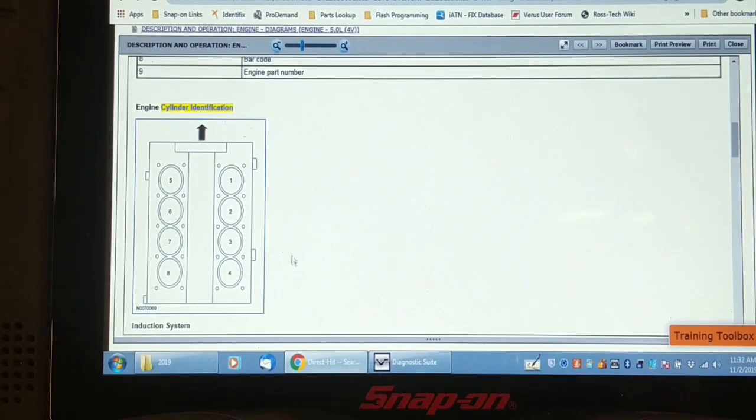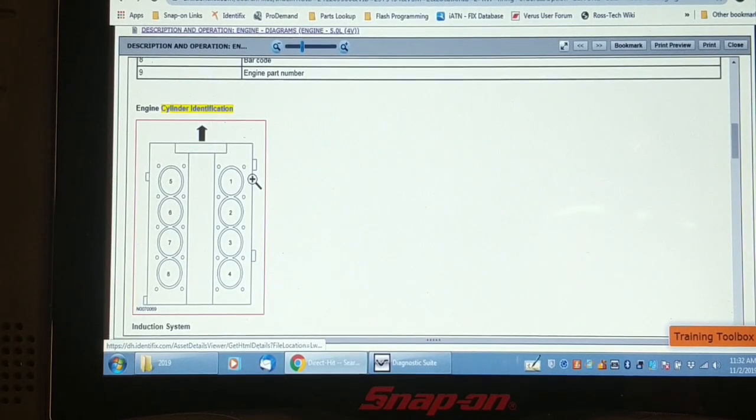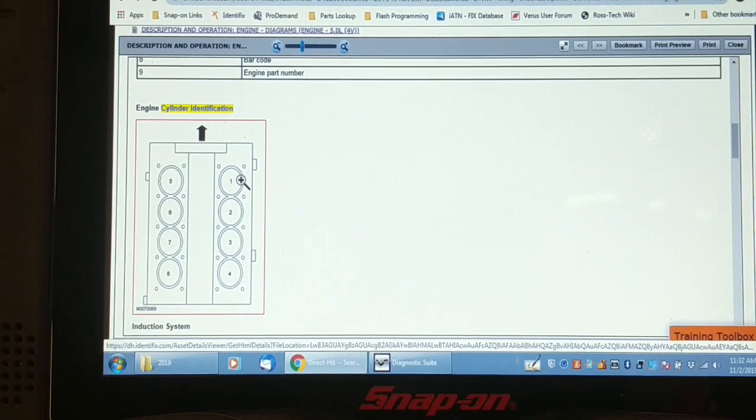So I was right. Bank 1 is on the passenger side, right hand side of the engine, and the cylinders are number 1, 2, 3, 4. So all 4 cylinders on this bank are reporting a misfire. It has a defective oxygen sensor on this bank, so let's have a look at where that oxygen sensor lives. So there is bank 1 sensor 2. Bank 1 sensor 1 is up there.